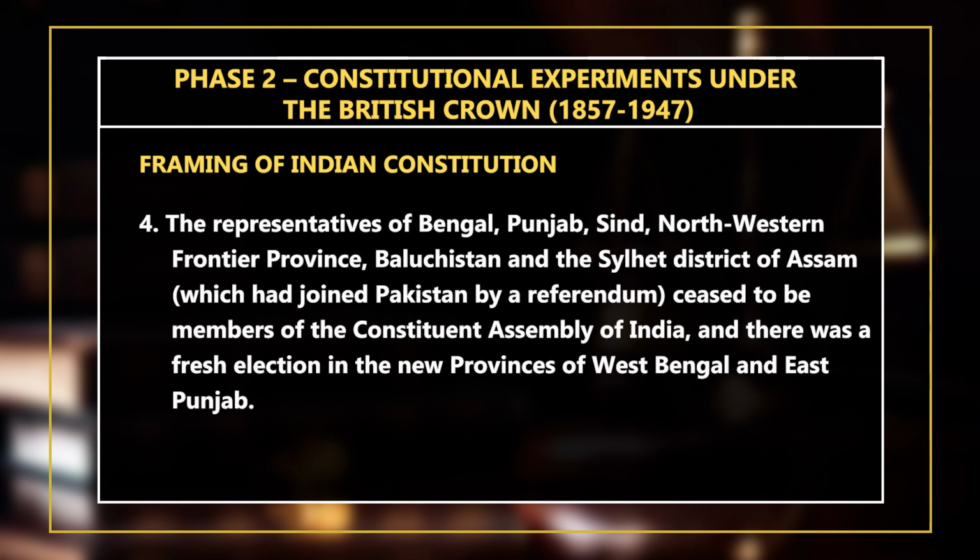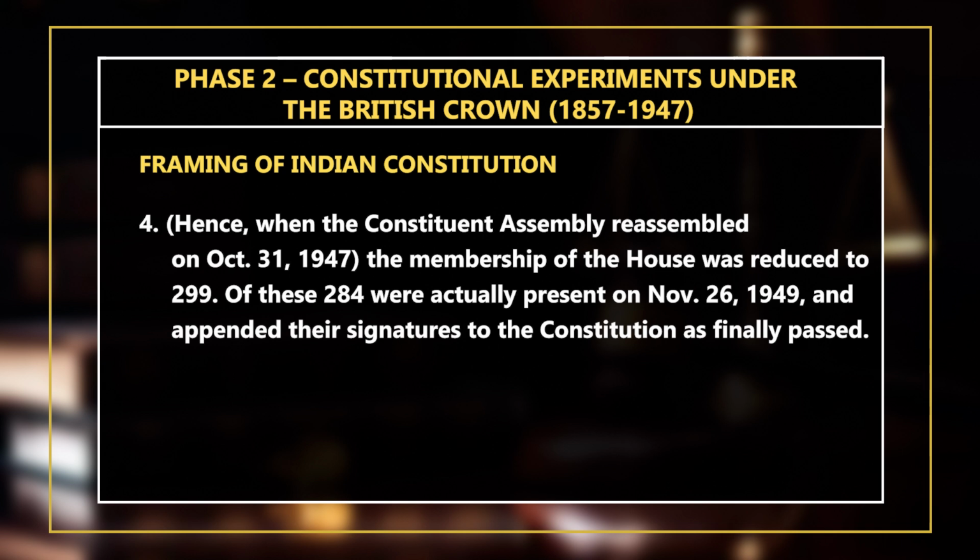for Pakistan. The representatives of Bengal, Punjab, Sindh, North-Western Frontier Province, Balochistan and Sylhet district of Assam, which had joined Pakistan by referendum, ceased to be the members of Constituent Assembly of India, and there was fresh election in the new provinces of West Bengal and East Punjab. Hence, when the Constituent Assembly reassembled on 31st October 1947, the membership of the House was reduced to 299.